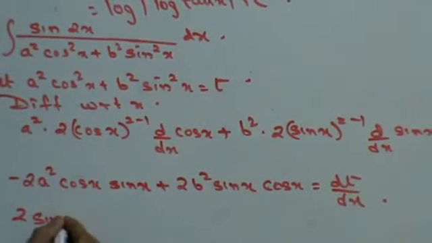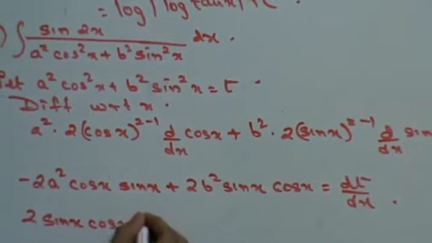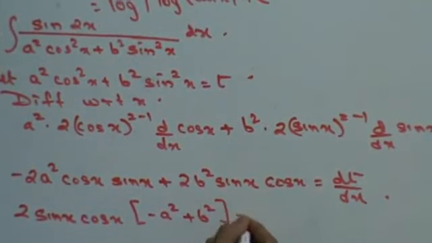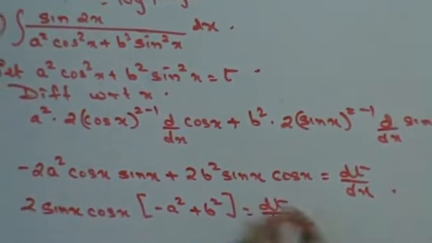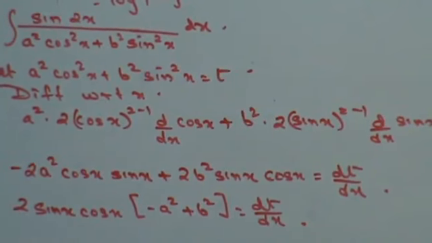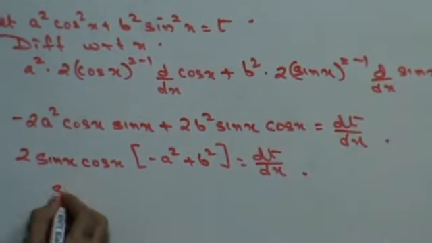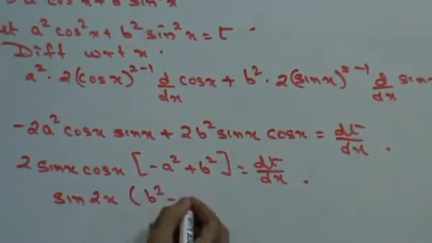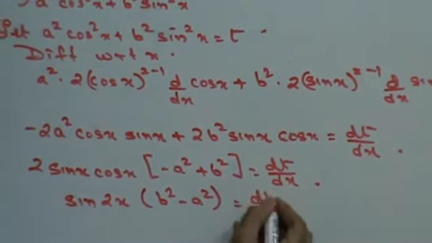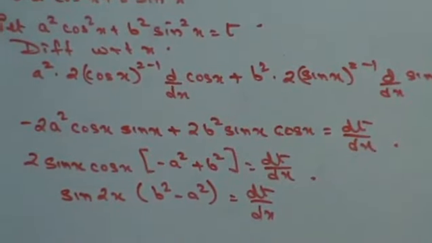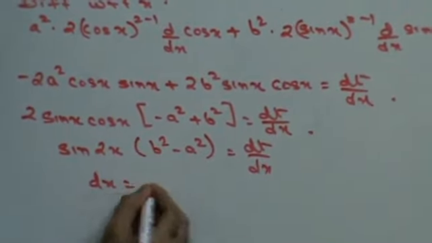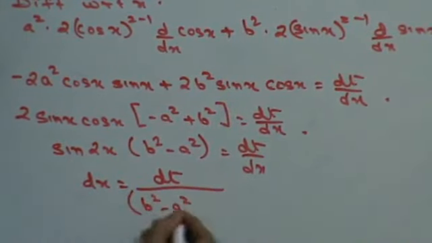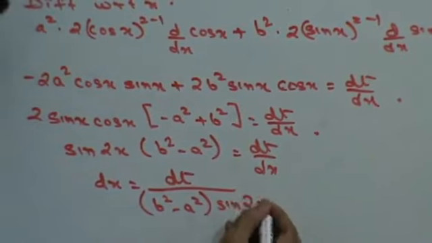2 sin x cos x common, in which case I get minus a square plus b square is dt by dx. But 2 sin x cos x by using multiple angle is nothing but sin 2x, into b square minus a square is dt by dx. Therefore, you can say that dx is dt upon b square minus a square into sin 2x.